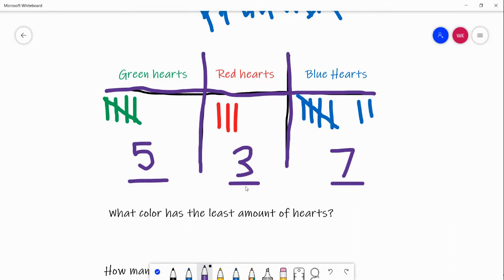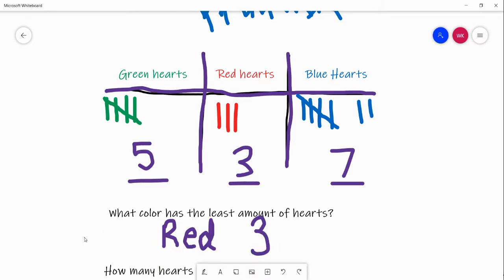So we know the one color that has the least amount is red, right? Because red only has 3 tally marks, and green and blue have more tally marks than them. So red has 3. So they have the least amount of hearts.